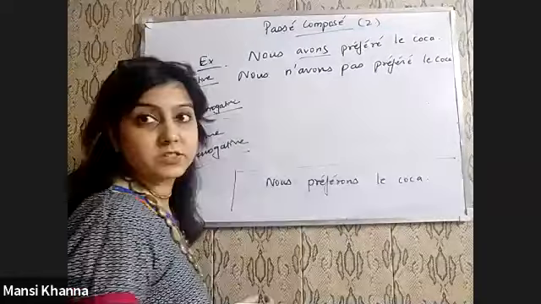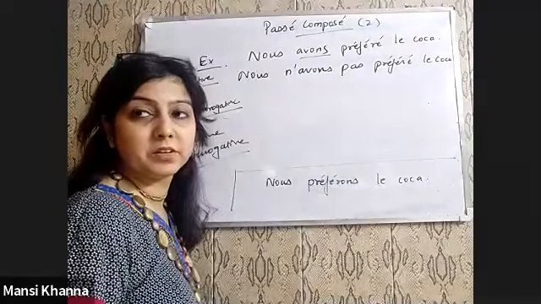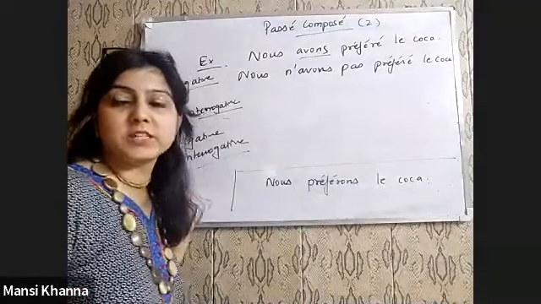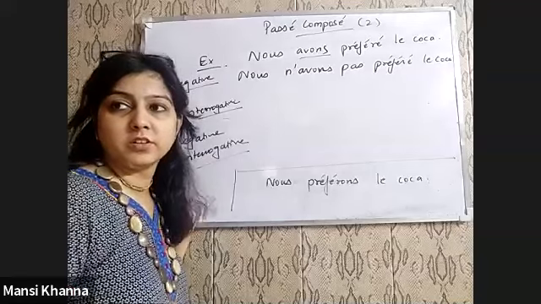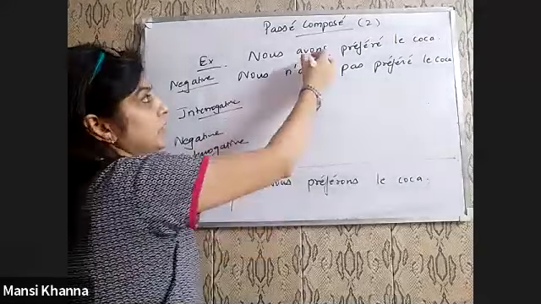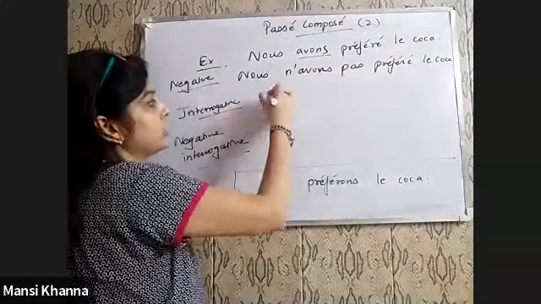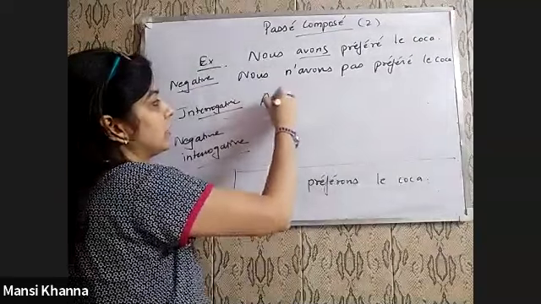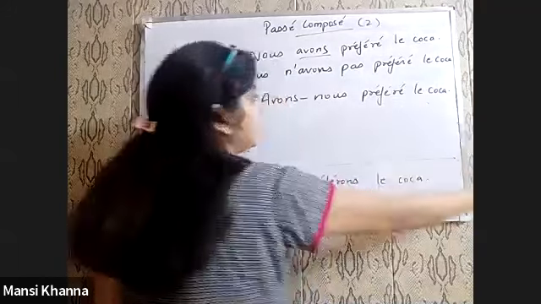How many got this correct? Can I see a thumbs up? The negative part also? Ma'am, I got it correct. Okay. Now, to form it into interrogative, we bring avons before. So this becomes avons-nous préféré le coca. Interrogative.